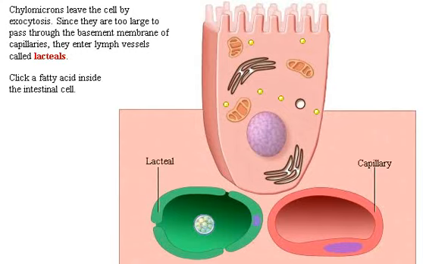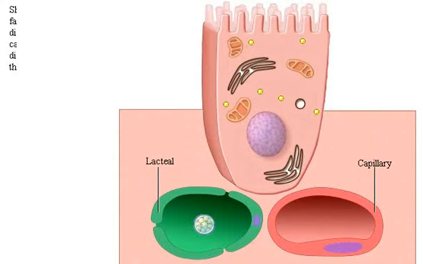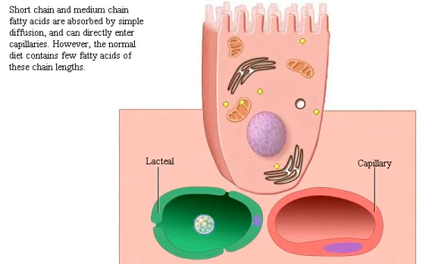Click a fatty acid inside the intestinal cell. Short-chain and medium-chain fatty acids are absorbed by simple diffusion and can directly enter capillaries. However, the normal diet contains few fatty acids of these chain lengths.